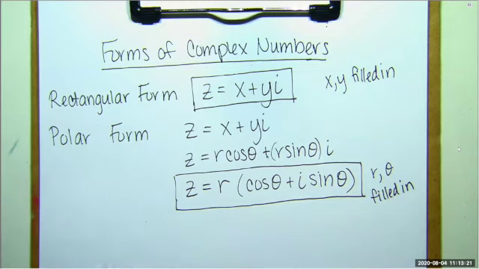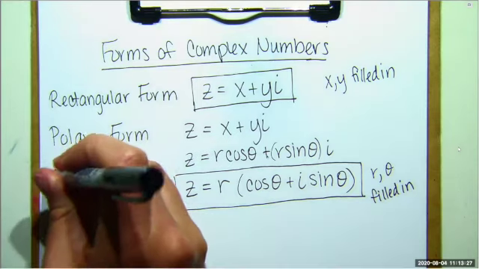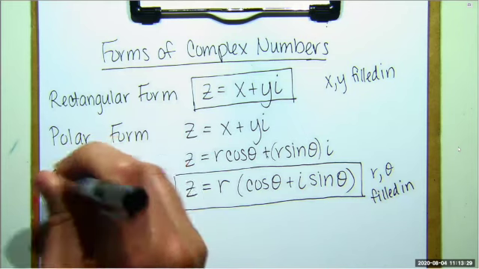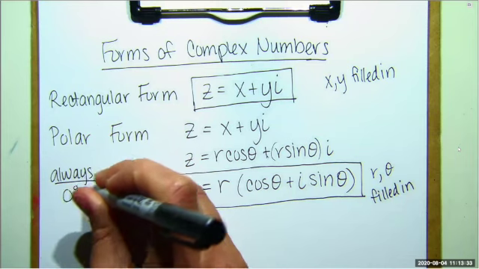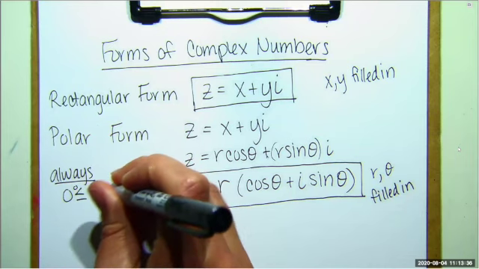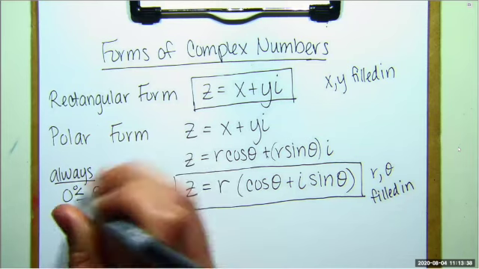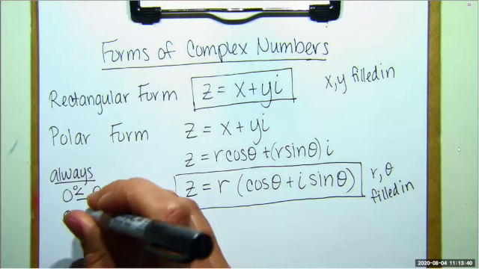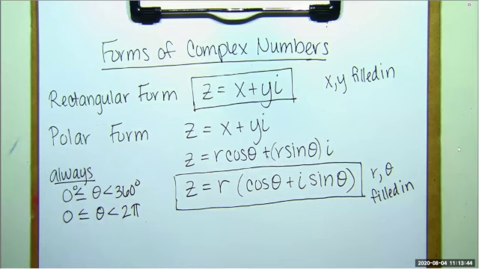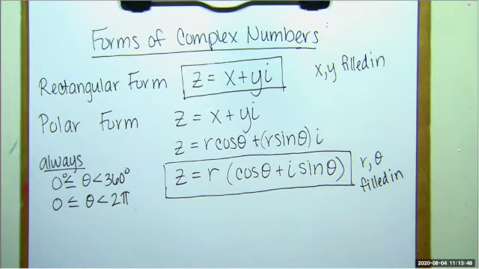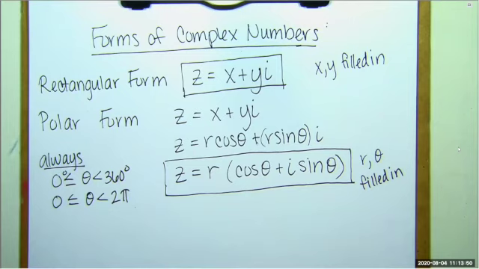Anytime we have a complex number in polar form, it might not be specifically stated in the problem, but you should always make sure that theta is between 0 and 360 degrees, or if we're in radians, between 0 and 2 pi radians. Even if the problem doesn't explicitly tell you to make sure that your angle theta is between 0 and 360 or 0 and 2 pi, you should always do that.